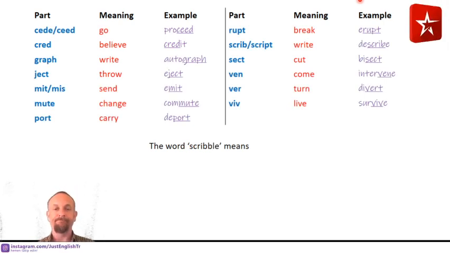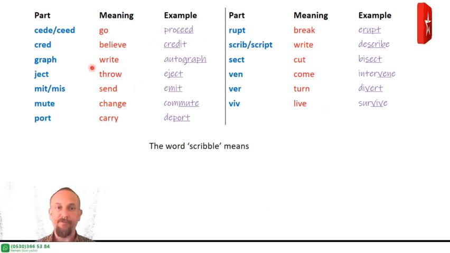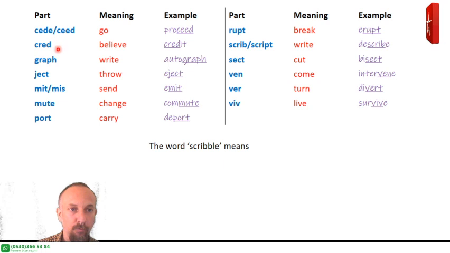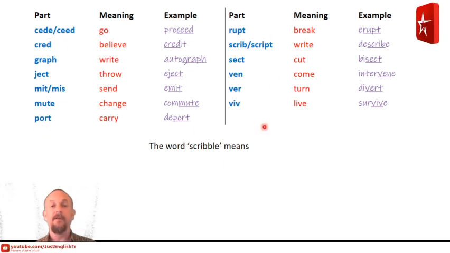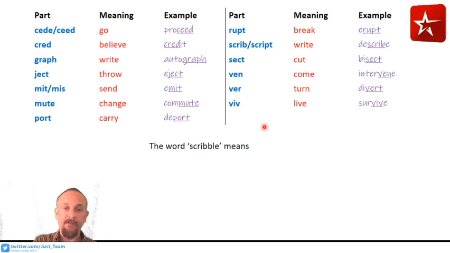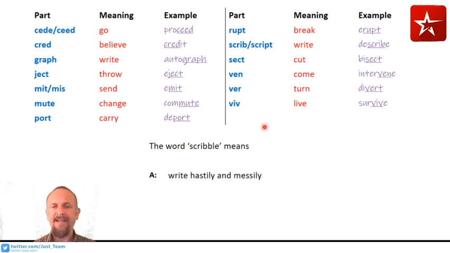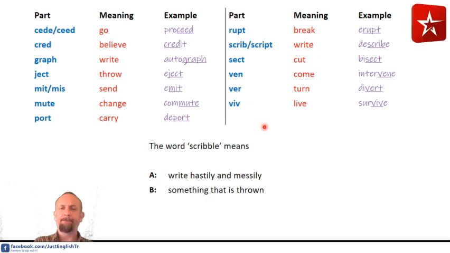Scribble. What one could this be? Have a quick look at the roots and prefixes above. Actually, I think all of these are roots. Some of the material we'll be looking at today will be mixed practice. So A, to write hastily and messily.